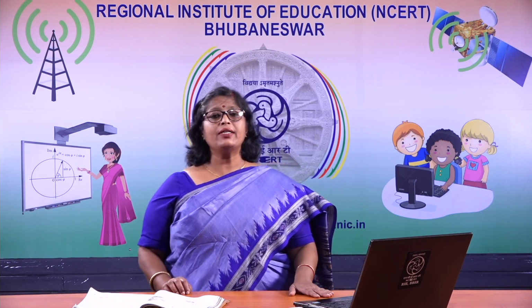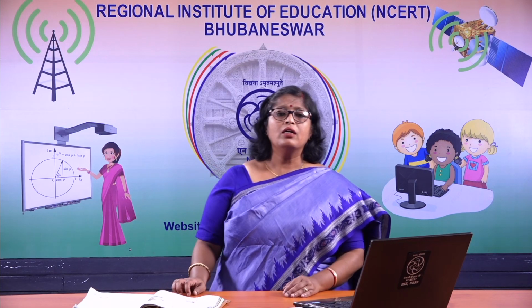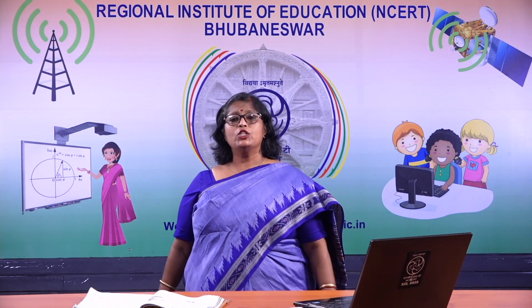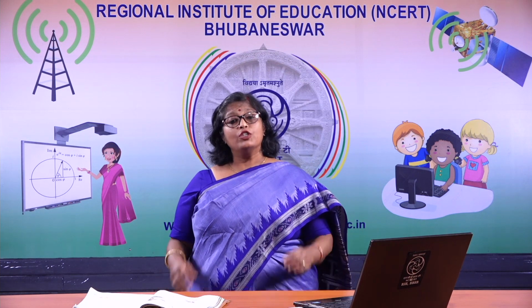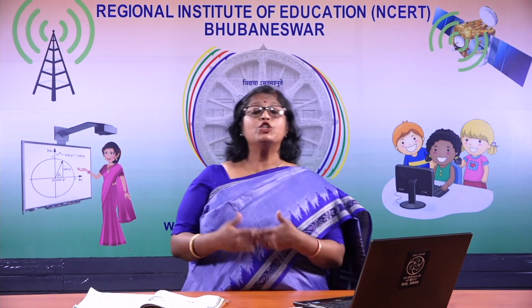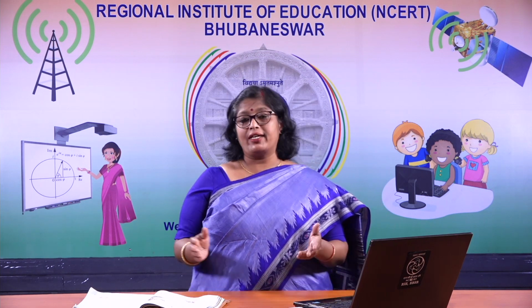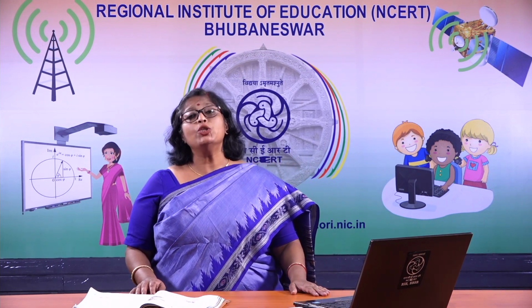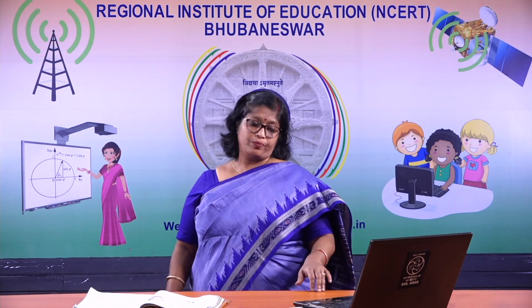Now, next one is, it would be a pity dash destroy it now. Here, it would be a pity to destroy it now. Why to destroy it now? To do something, it's again showing an action. It would be a pity. It would not be good. It will not show a very good gesture if we destroy it. So they are saying it would be a pity to destroy. So the preposition used here is to.